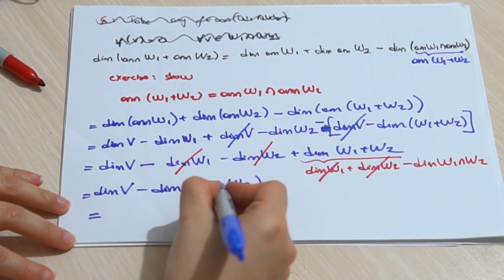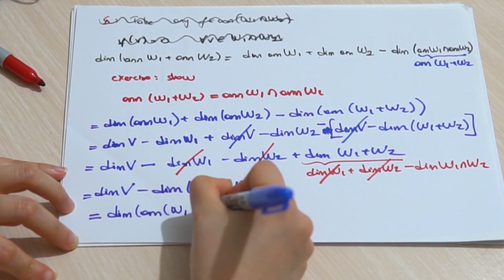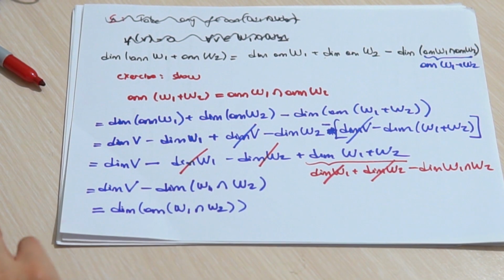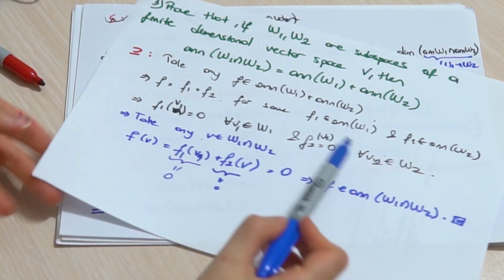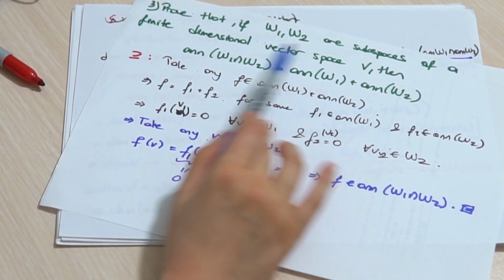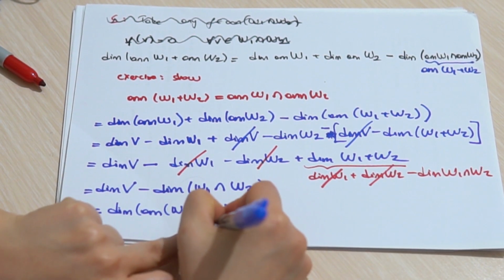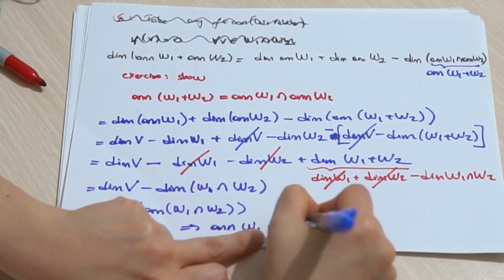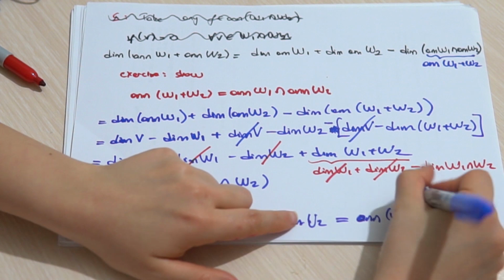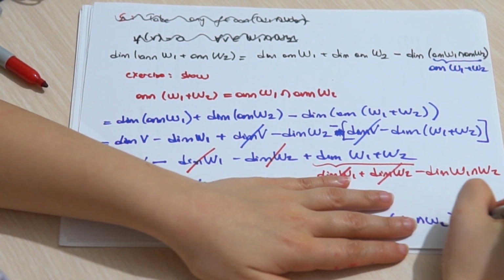And this dimension is equal to dimension of the annihilator of W1 intersection W2. So dimension of the annihilator of W1 plus W2 is equal to dimension of the annihilator of W1 intersection W2. But since we know that this one is under this one and their dimension is equal, this implies that they are equal. The annihilator of W1 plus W2 is equal to the annihilator of W1 intersection with the annihilator of W2. So this completes the proof.